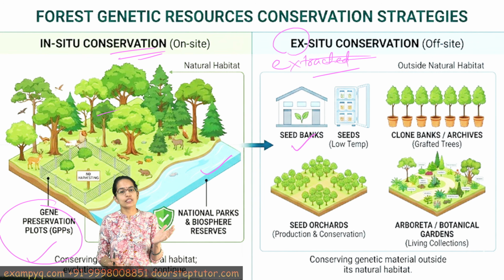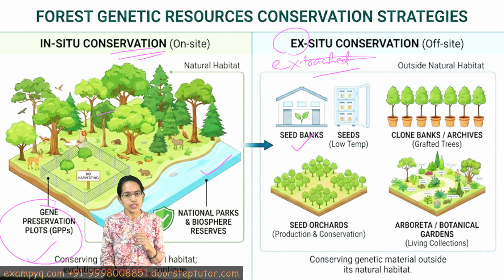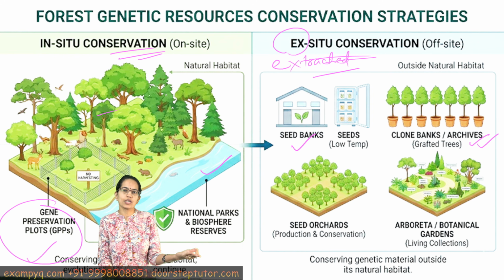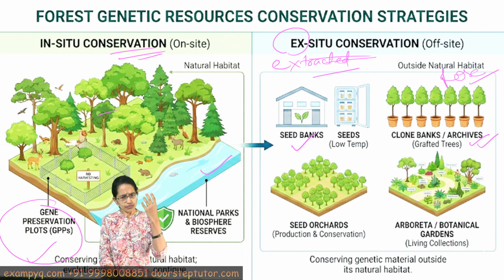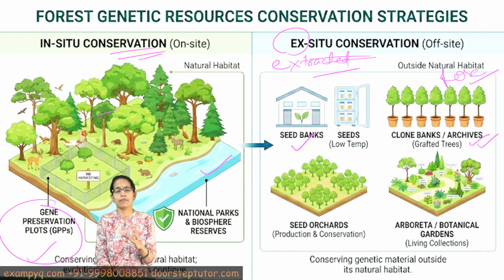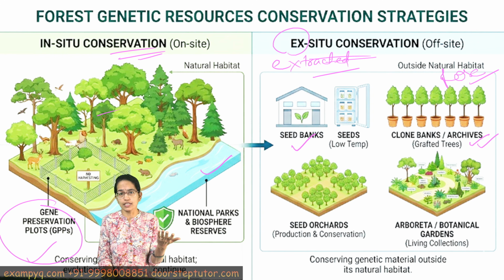The next is clone bank or archives. Here grafting is a common method which is used. Through grafting, clones are created. Rose is a good example where grafting can be done. And the idea of clonal banks is to create a superior genotype.